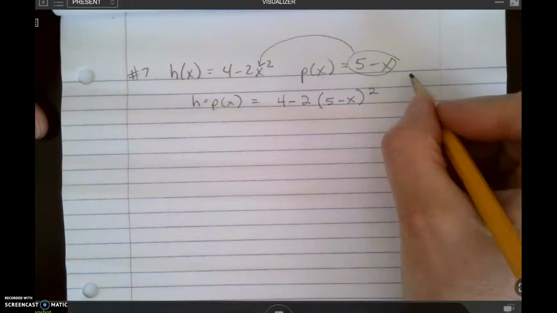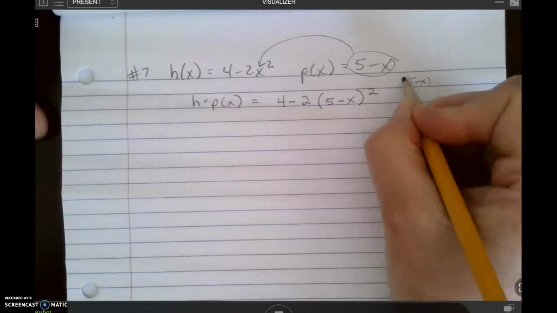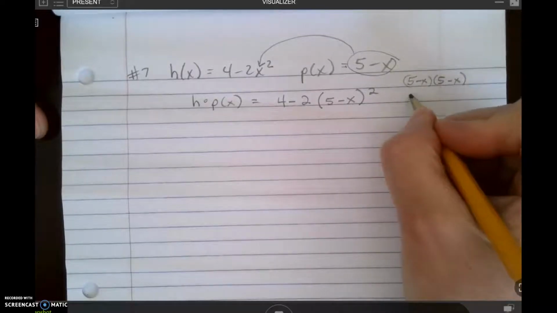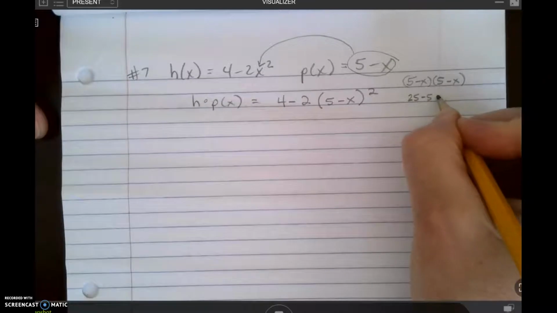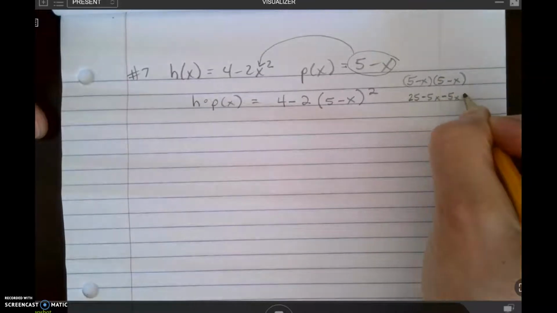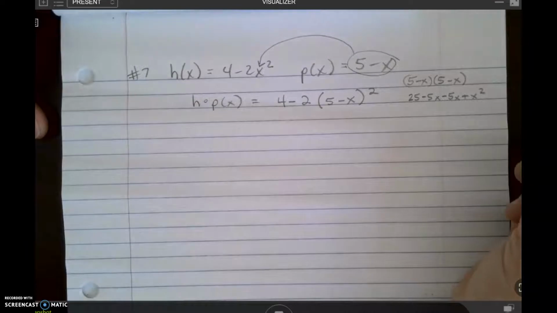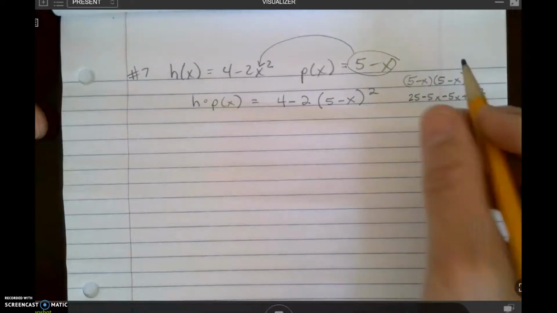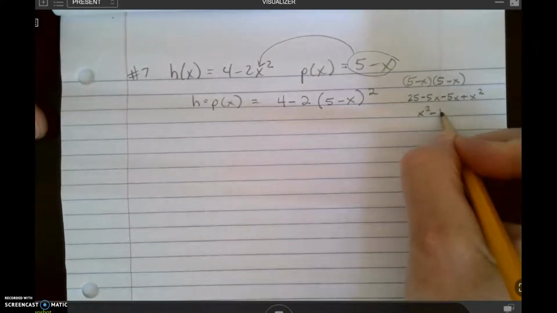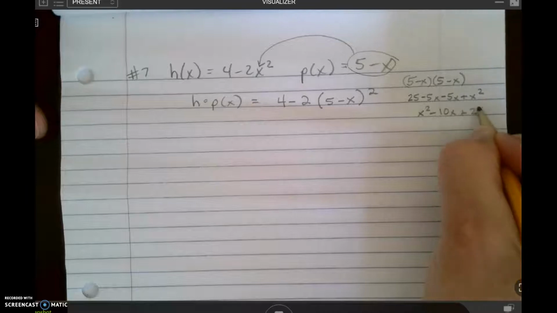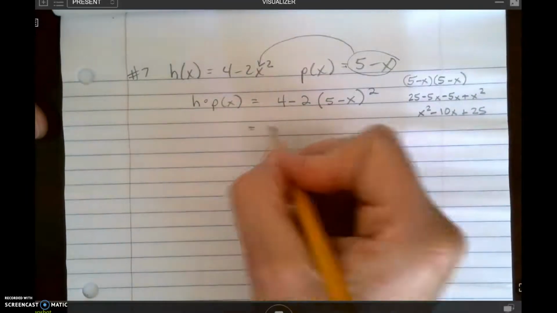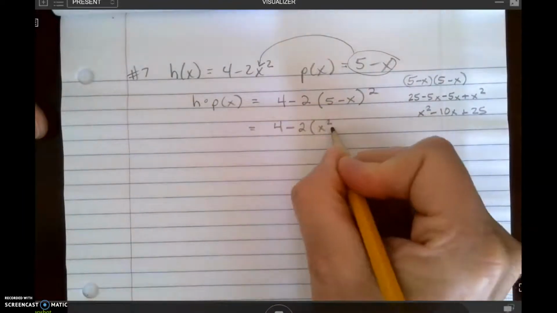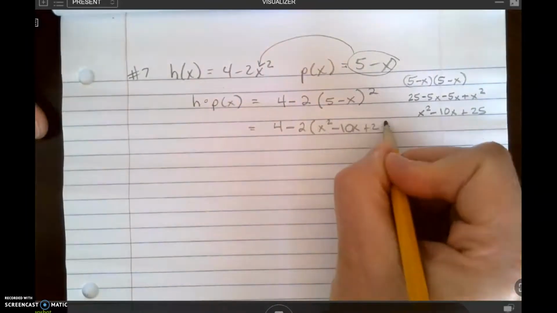So off to the side, I'm going to do 5 minus x times 5 minus x. I'm going to FOIL this: 25 minus 5x minus 5x plus x squared. In simplified form, and we usually do things in descending order, it would be x squared minus 10x plus 25. So this is going to be 4 minus 2 times (x squared minus 10x plus 25).